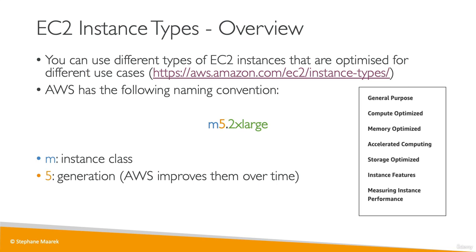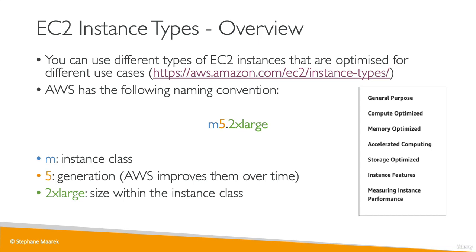As AWS improves the hardware over time, it will release a new generation of hardware. After M5, if they improve the M instance class, it will go to M6. Finally, the 2xlarge represents the size within the instance class. It starts as small, then large, then 2xlarge, 4xlarge, and so on. It represents the size of the instance, and the bigger the size, the more memory and CPU you're going to have on your instance.